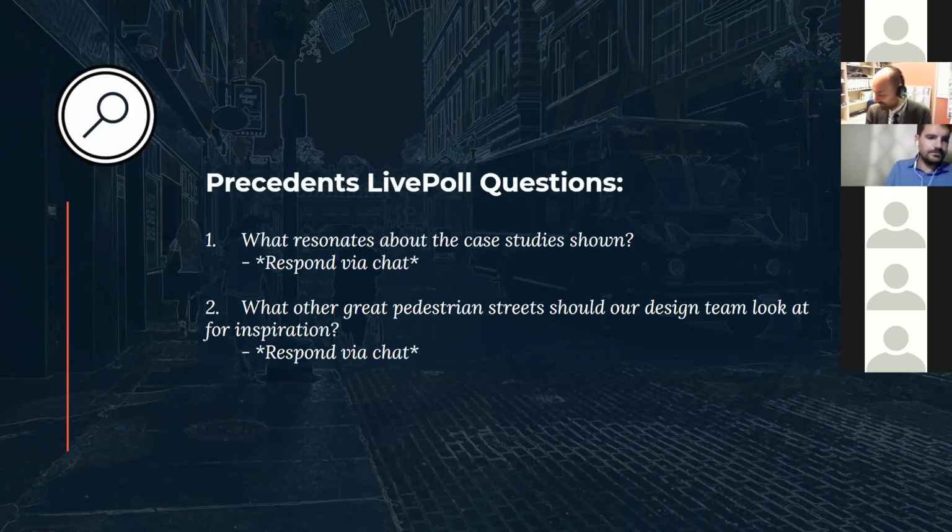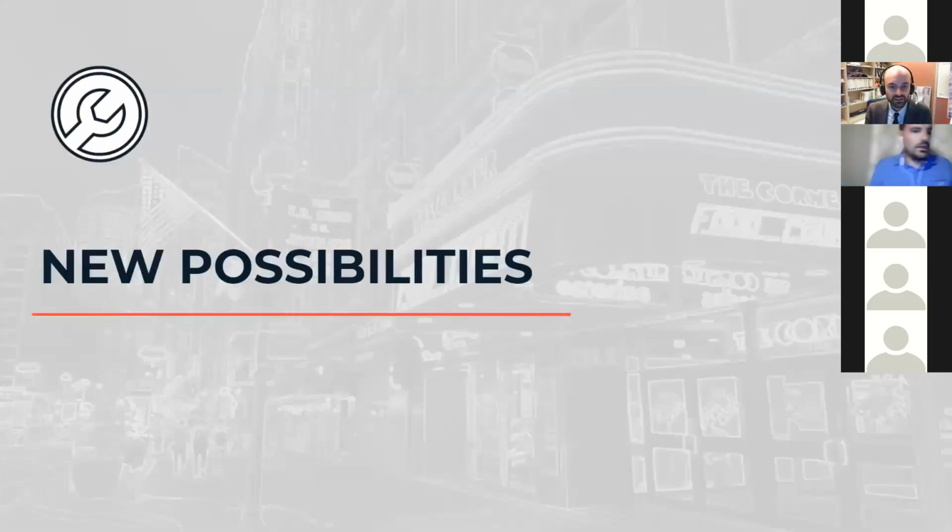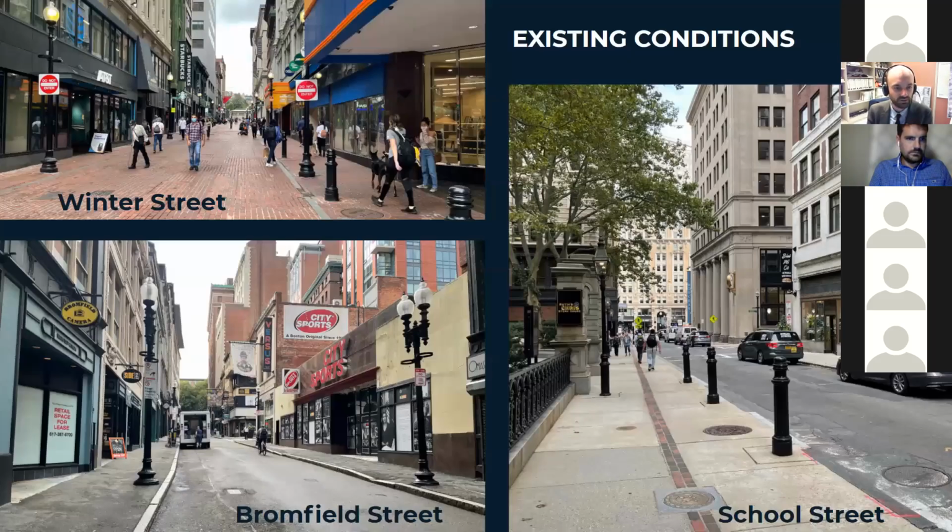Great. Thank you. So our final section of the presentation is taking a really high level look at some of the new possibilities for some of these streets. So just a quick look at the existing conditions. Most of you who joined probably know these streets very well, but these are the way that they look today. Literally the way that they look today, because Kevin from our team took these photos this afternoon.